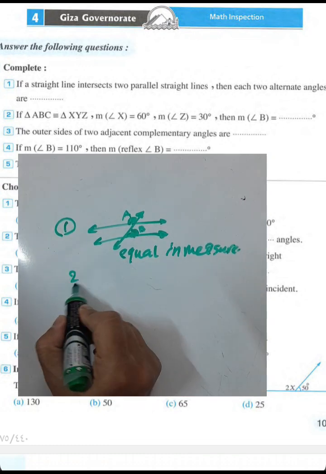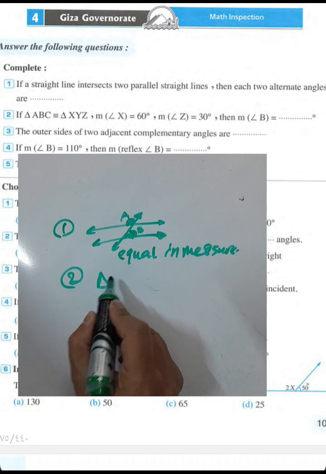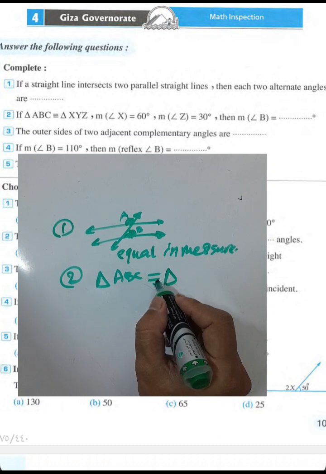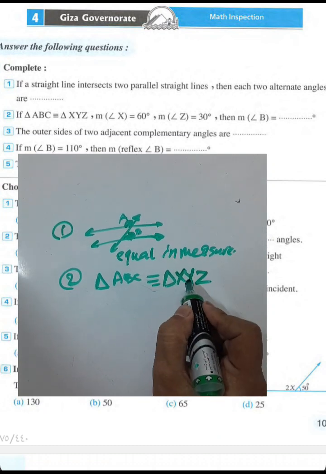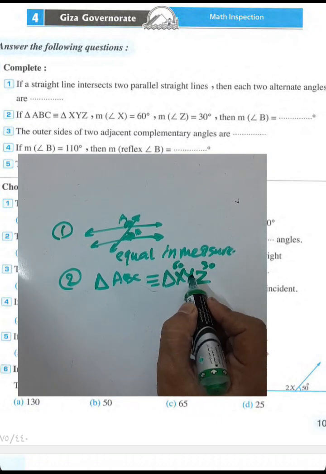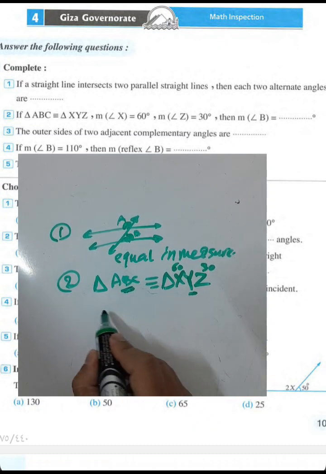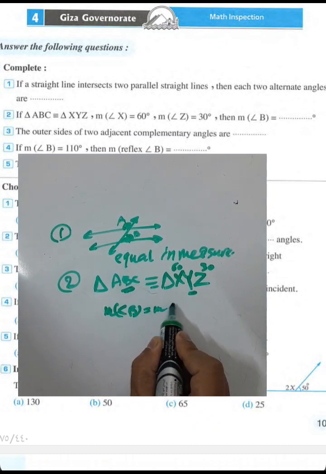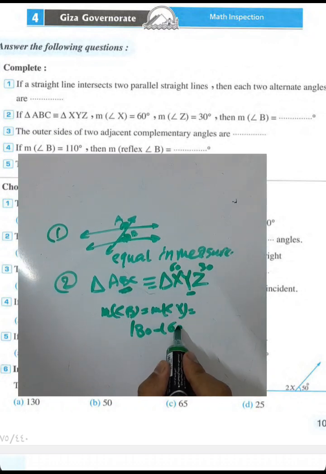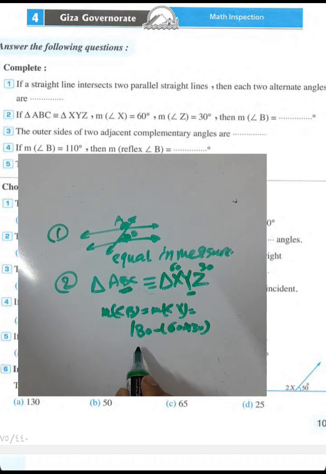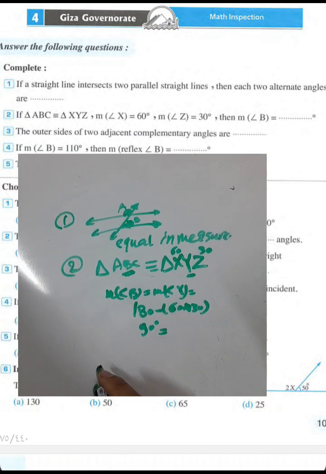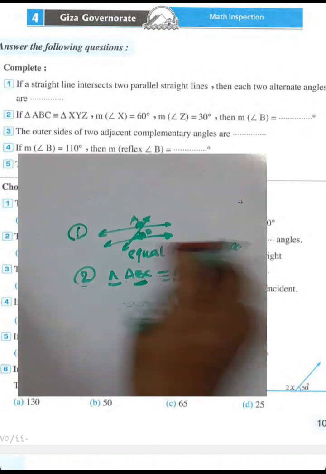Okay, question number 2. If triangle ABC is congruent to another triangle XYZ, and they give us the measure of angle X is 60 degrees and the measure of angle Z is 30 degrees. You want to find the measure of angle B, it will be equal to the measure of angle Y, which equals 180 subtract the sum of the two angles, 60 and 30 degrees. Then the result will be 90. 180 subtract 90 equals 90 degrees. Okay, we write here 90 degrees for question number 2.